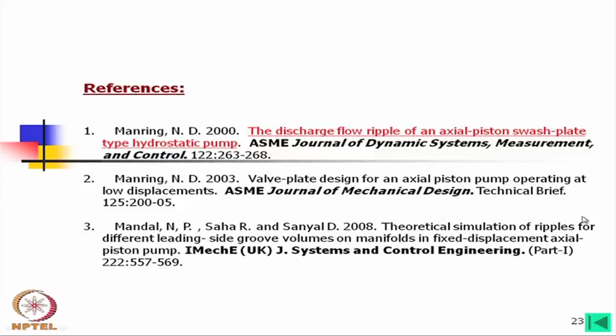So, these are the references. I suggest that you should read all these 3 papers to understand this phenomenon, how these flow ripples are calculated in detail, but here we have considered only a simplest pump. This pump may be more complicated depending on the pivoting point of the swash plate and others, but that is only you have to add, you have to take care of the geometric and trigonometric relations there.